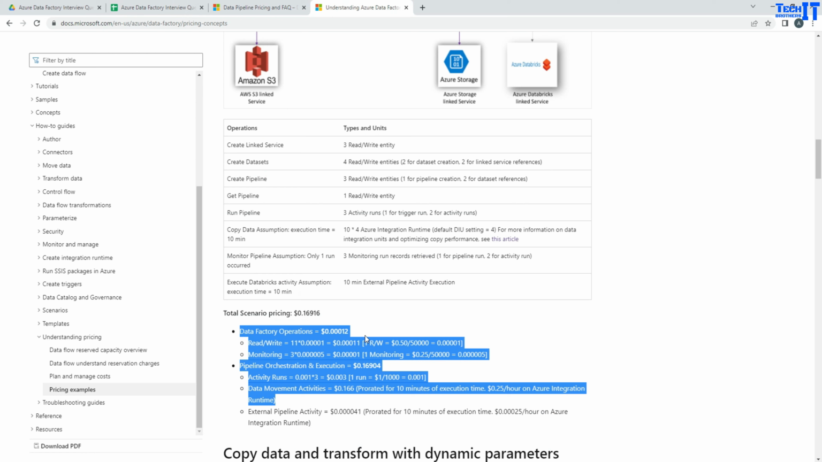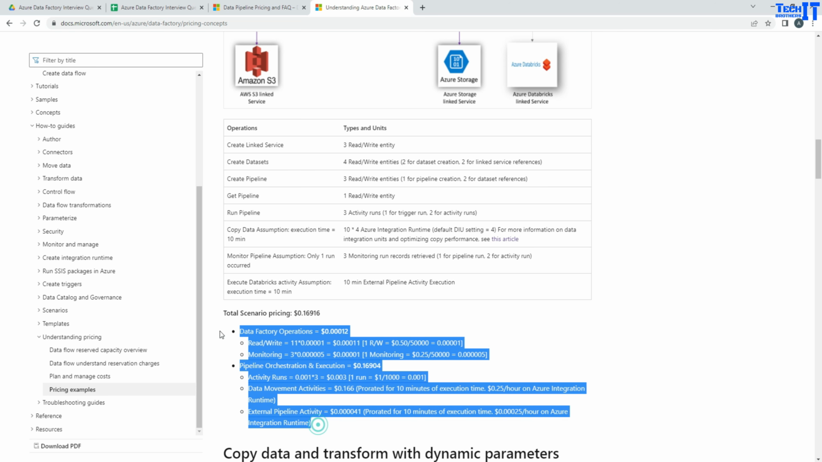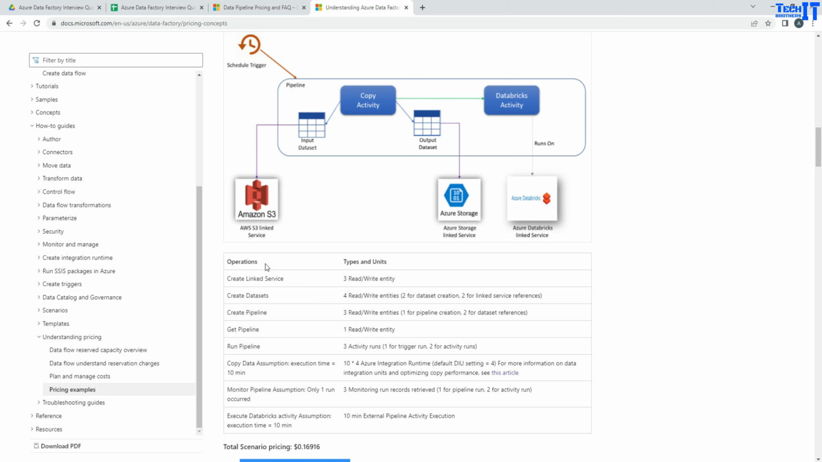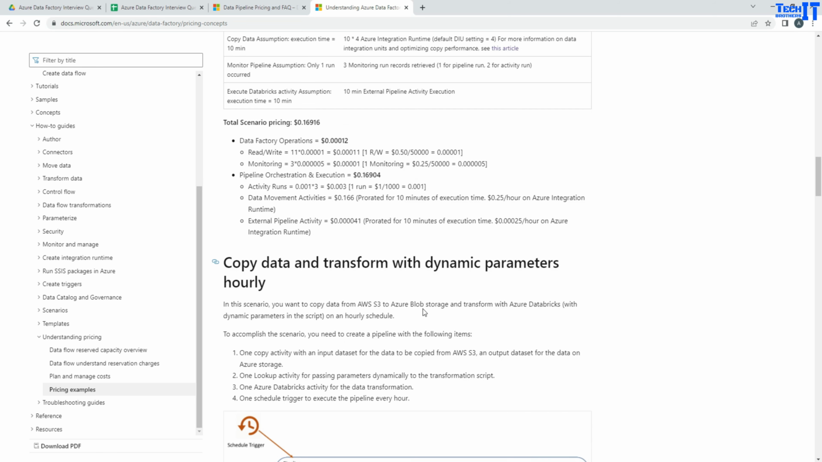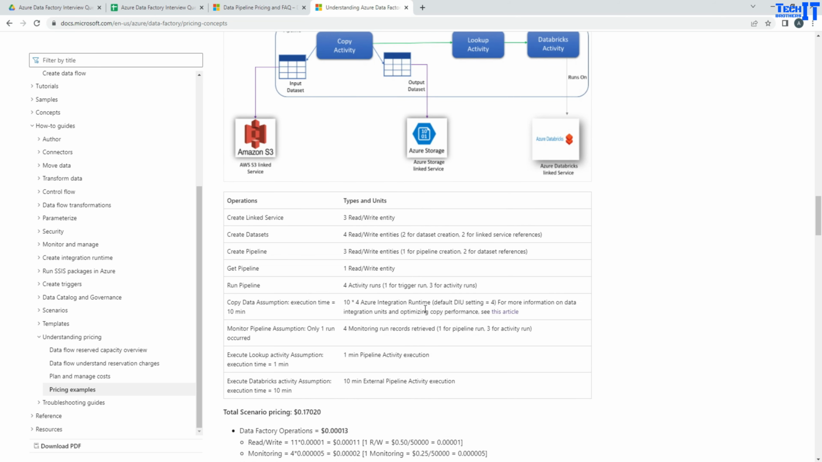So let's go back here and see, he calculated for 10 minutes. So this is the price per hour, then he divided by 60 to get it for a minute, and then he multiplied by 10, he got 0.00041 in this case. Now the rest of the calculation you already know how to calculate for the pipeline. You have to pay for linked services, you have to pay for the dataset, you have to pay for create pipeline, get pipeline, and run pipeline. Now let's go to one more scenario.